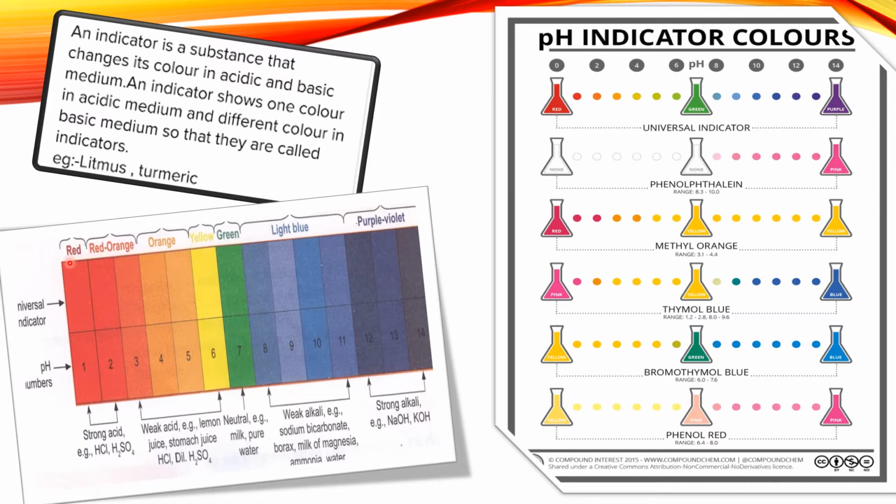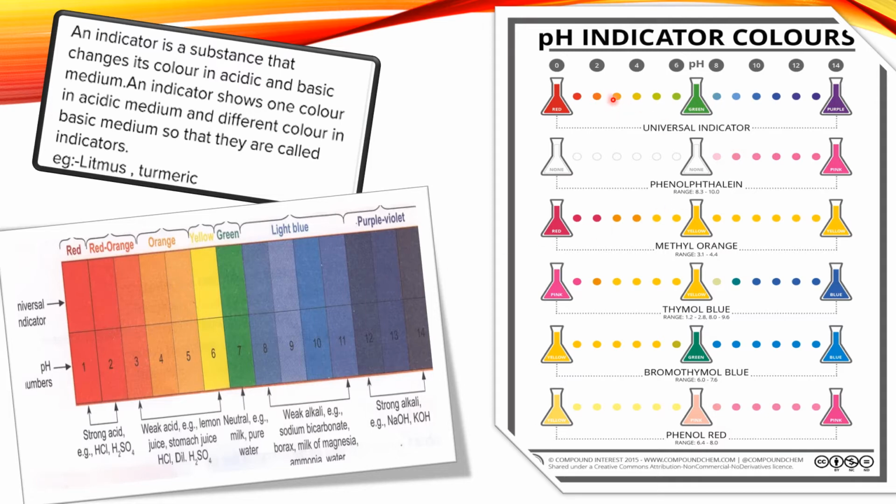See the color changes. First one is red. This one is red, orange shades, dark and light red. This is dark and light orange, yellow, green. After that, this is again blue shade, and again this is purple, violet shades. So this is the description of a pH scale.